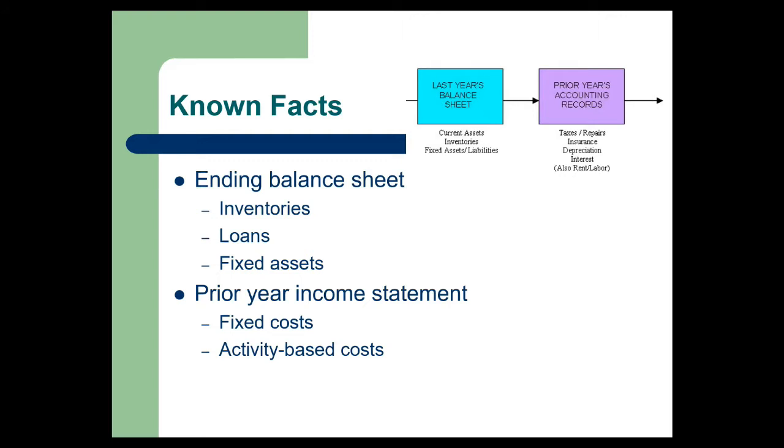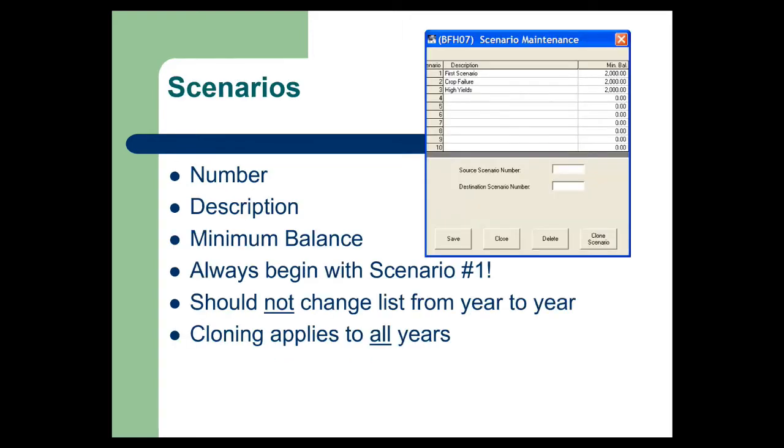So we start with an ending balance sheet and plug in your inventories. You can work off a prior year income statement and know what your fixed costs are, and plug that in. And what this works on is based on scenarios. So you can set some things.